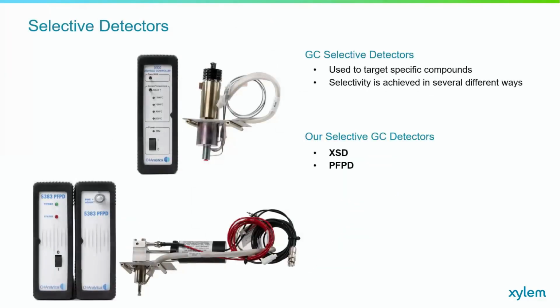In this presentation, we're specifically talking about our third-party selective detectors. Xylem and OI Analytical is not a GC manufacturer, but we do manufacture selective detectors that are add-ons to existing GC systems. These detectors are used because they allow an end user to specifically target compounds and achieve selectivity in several different ways, which we'll discuss. The two selective detectors that we're discussing in this presentation are the XSD, featured above, and the PFPD, featured below.